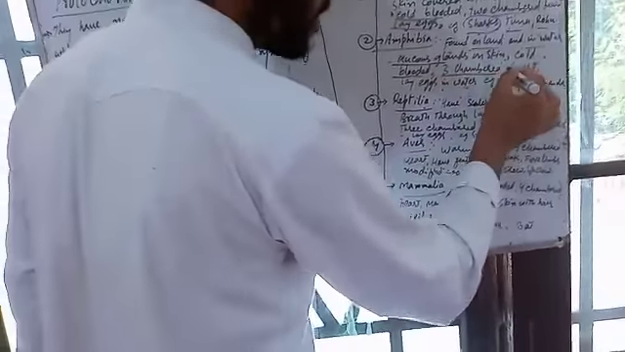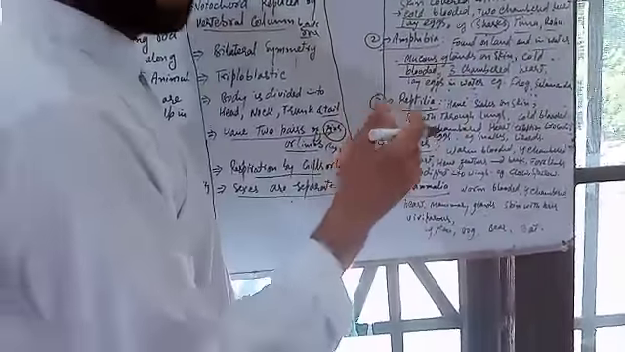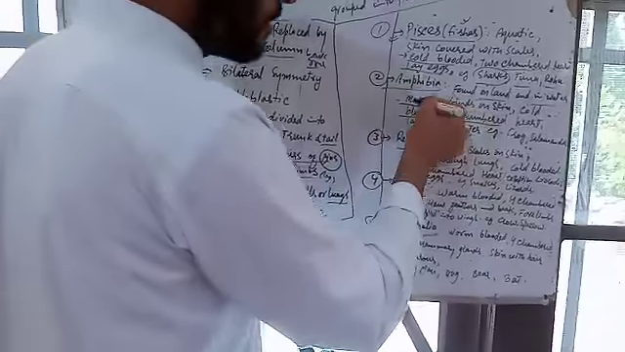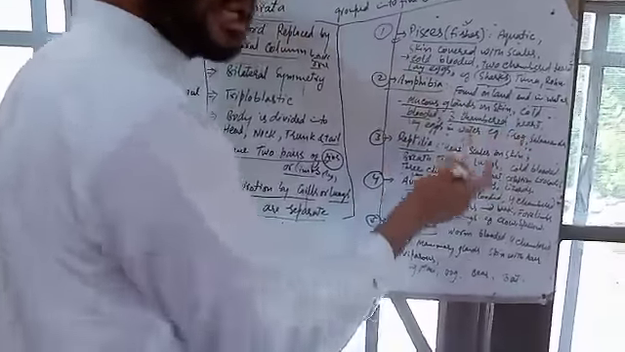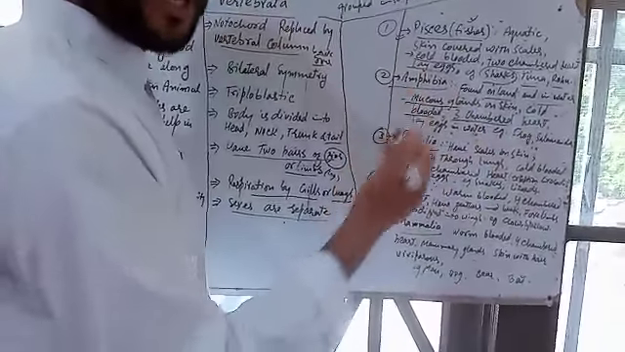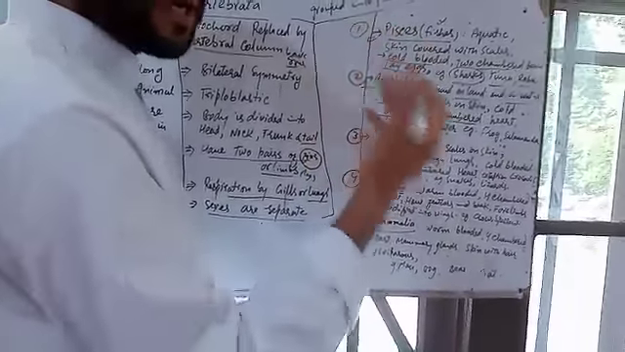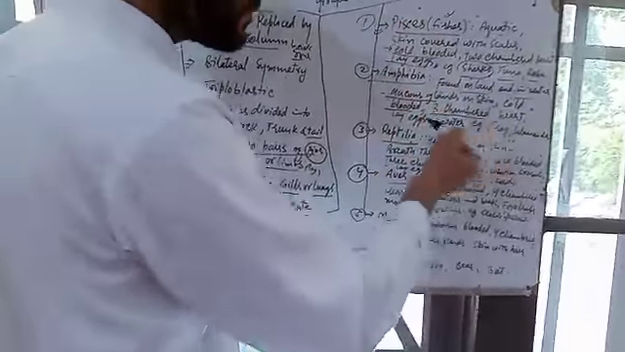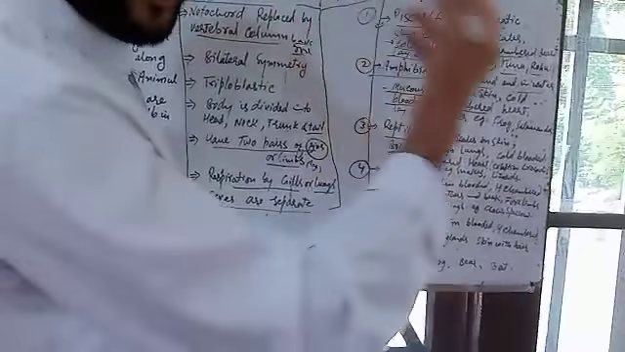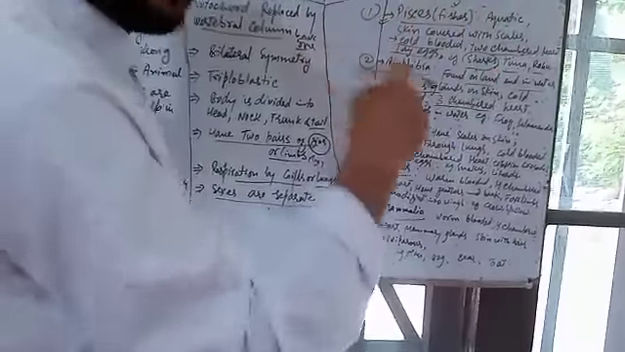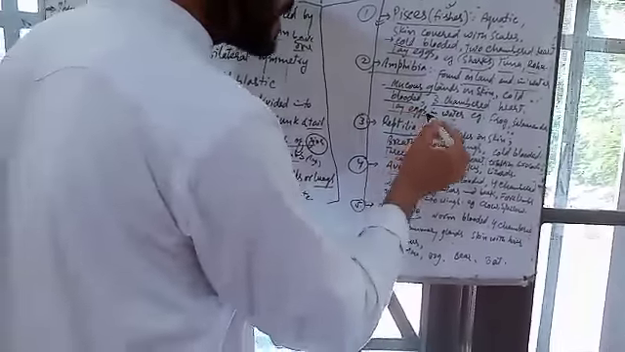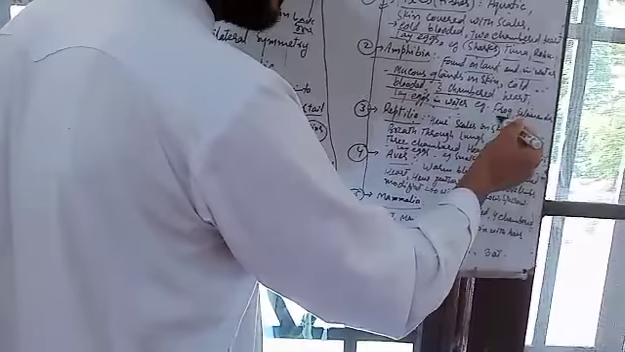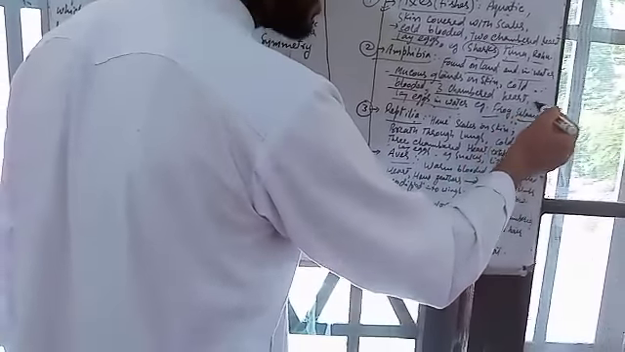Having a three-chambered heart. Pisces have a two-chambered heart, while Amphibia have a three-chambered heart. That means the heart is getting modified, becoming complex. Three-chambered heart means two auricles and one ventricle. Lay eggs, again oviparous, in water. Examples are frog, salamander, and toads.